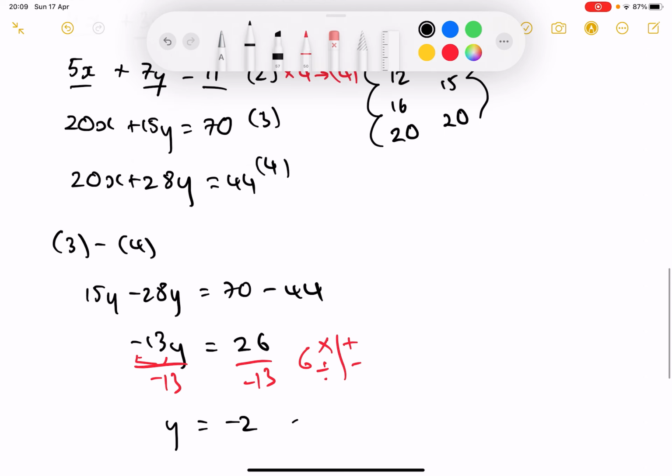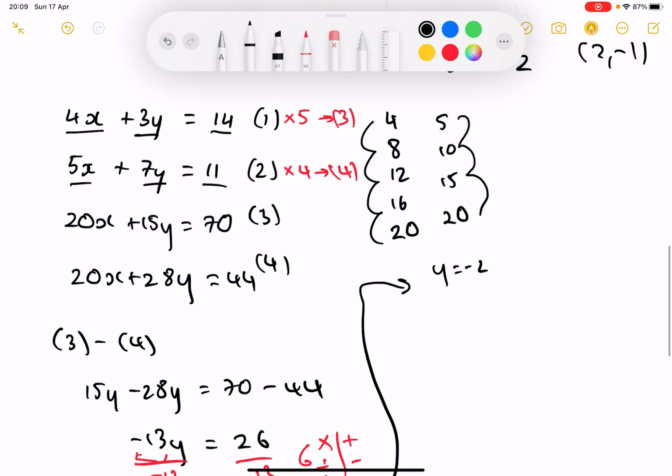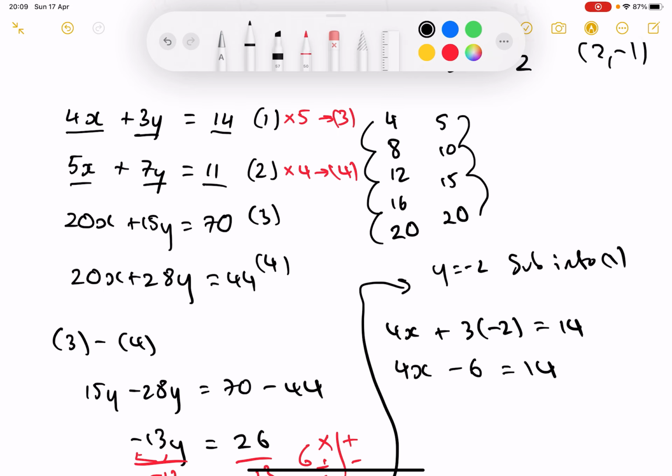Okay, we also want to find x. So let's sub this into, let's say, equation 1. Okay, we have 4x plus 3 multiplied by minus 2 is equal to 14. Okay, that leaves us with 4x, and 3 times minus 2 is minus 6, is equal to 14.